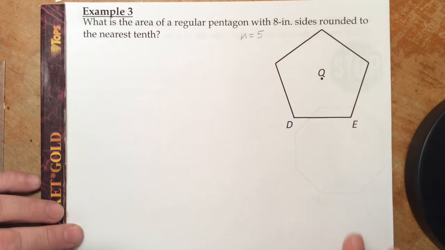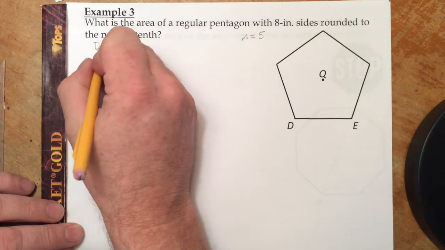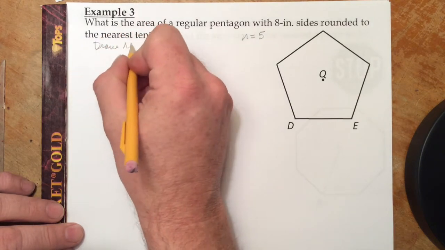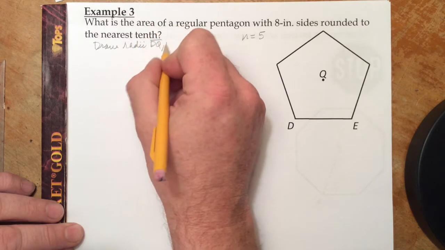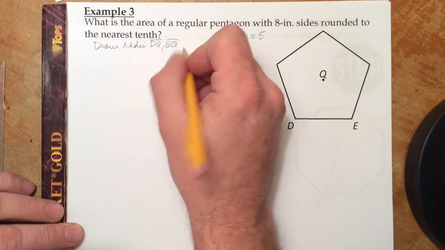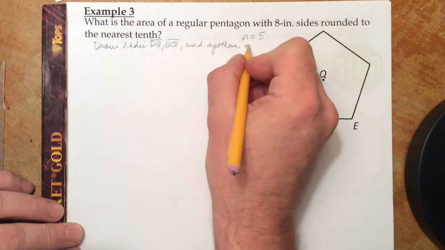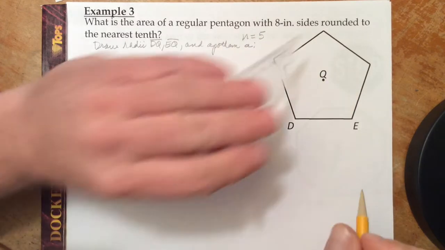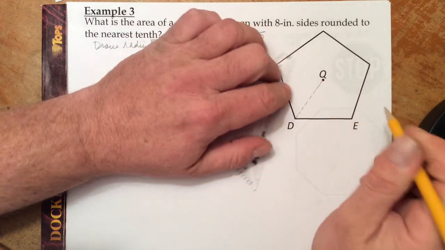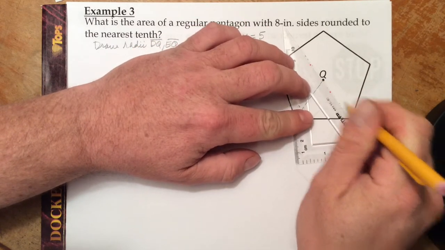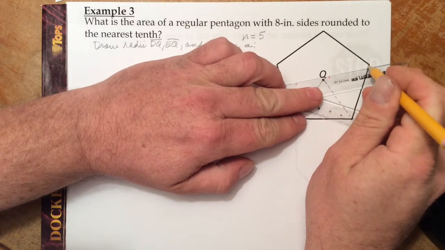And working this problem is exactly like the previous one in example 2. We draw radii, DQ and EQ, and the apothem A. So starting with radius QD, or DQ, and then radius EQ, you can draw other radii if you feel like you need to, here, there, and there.